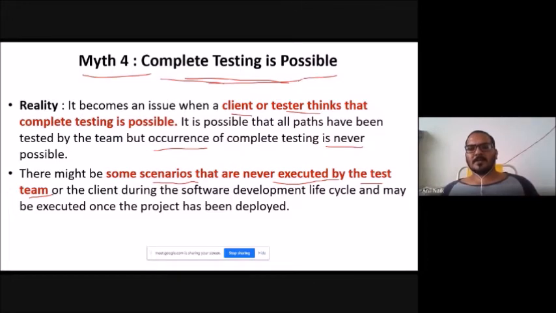We can say it's a complete test, but it is not possible, due to some of the scenarios that may be executed only once the project has been deployed. So this is one of the misconceptions, that complete testing is possible. We can't say that your software is 100% bug free.